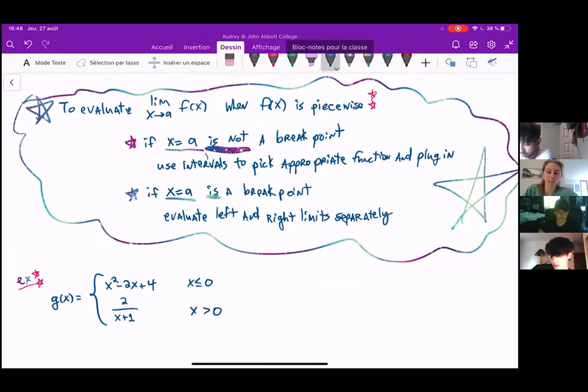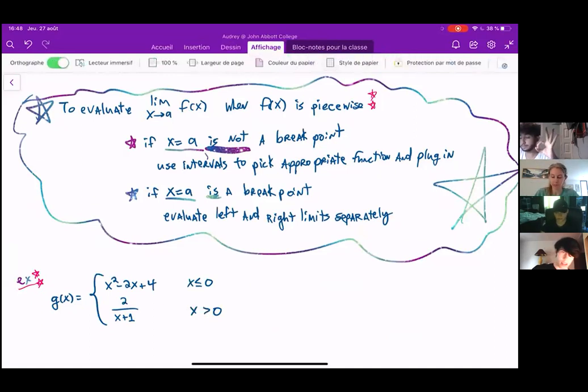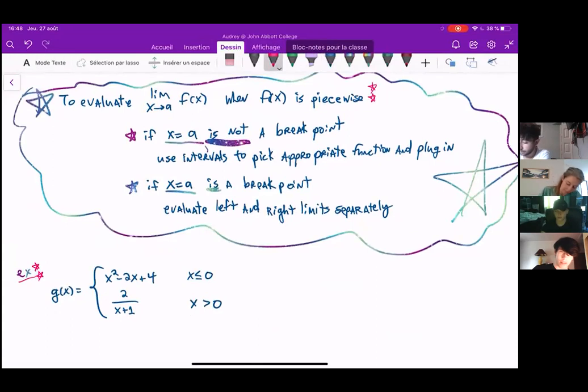So we have this piecewise function. What's my breakpoint? 0. Before I even ask you guys questions about this, I want us to figure out what goes with 0 from the left and what goes with 0 from the right. So am I going to go to the top or the bottom for 0 from the left?